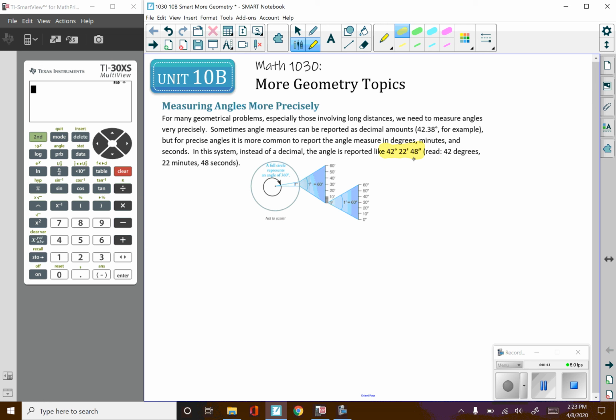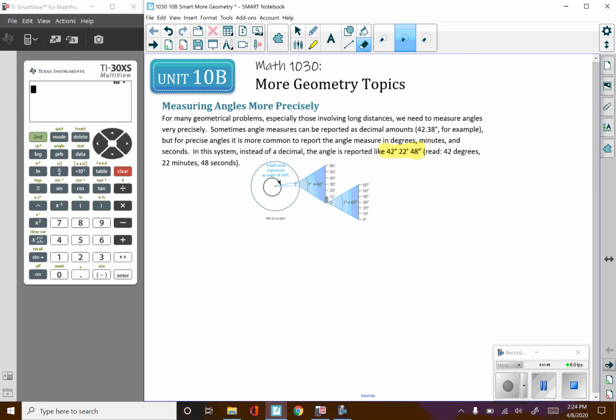Now, minutes and seconds here are a lot like time. We have 42 degrees, and the 22 minutes is a smaller portion of measurement. In each degree, there are 60 minutes, just like there are 60 minutes in an hour. Each degree has 60 minutes, and then each minute has 60 seconds, just like time. So these are breaking up degrees into smaller units of measure.